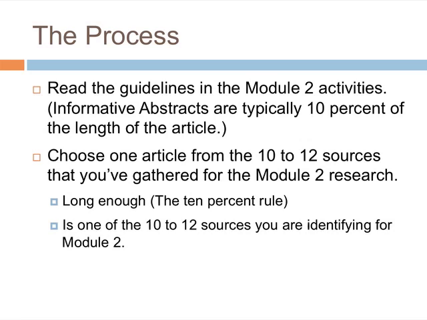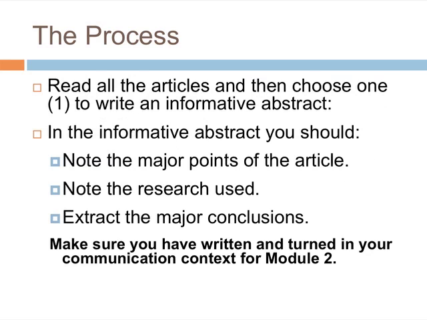And this will tie in also to the annotated bibliographies you'll be working on. Now, read all the articles that you've pulled together and then choose one to write an informative abstract. In the informative abstract, you should note the major points of the article, note the research used, and extract the major conclusions.